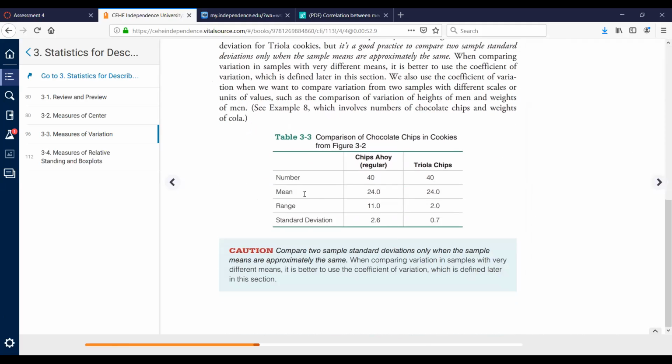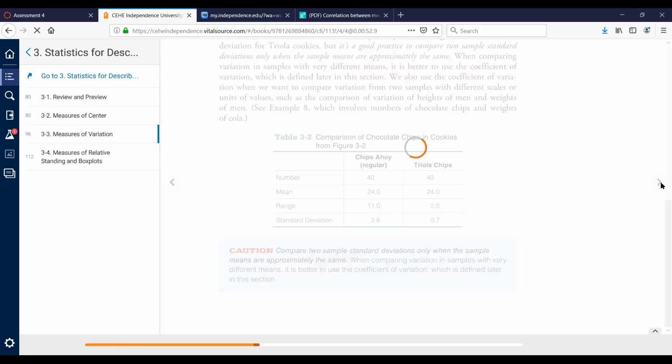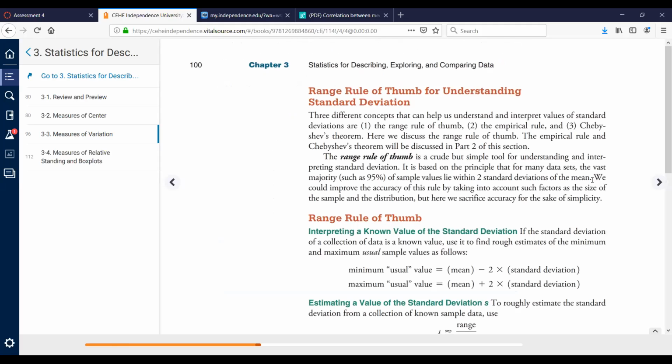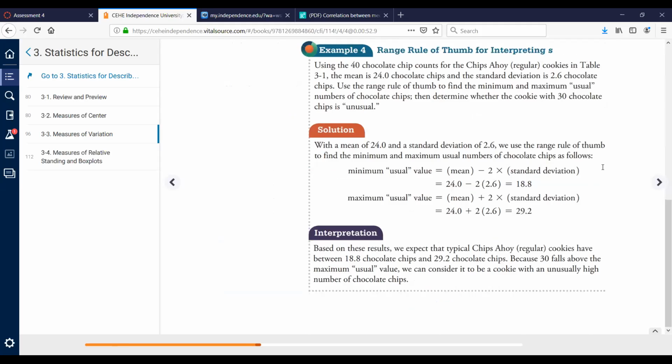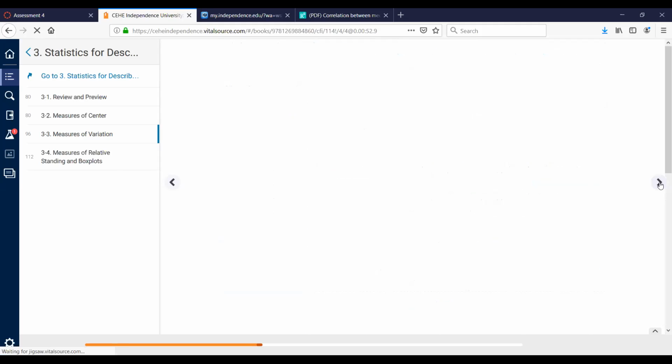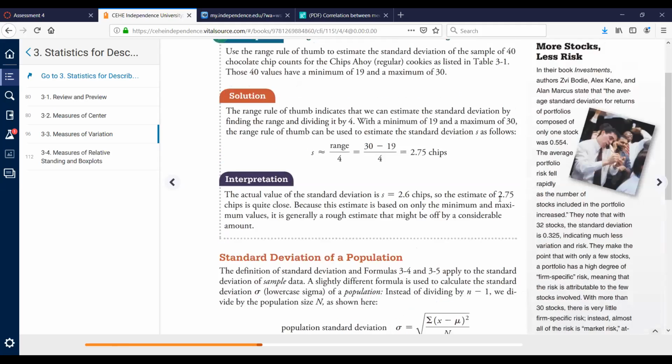So we have mean, range, standard deviation, and number. If we do this with the entire number of chocolate chips, we get a different standard deviation because there's a wider range than just the 4 values. I'm not going to go into the rule of thumb issue. I'll come back to why that's.